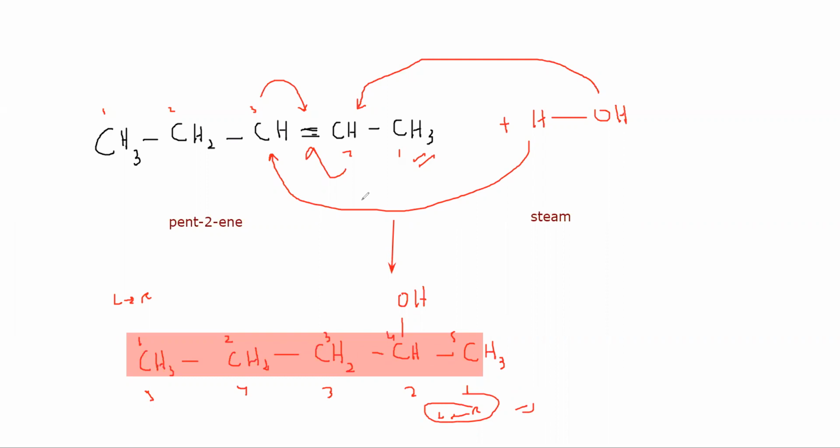Now, because there are 5 carbons, I will call that pent. They have a single bond, so I will say ane. And because the OH is on the second carbon, I will say 2-ol. So it is pentane 2-ol. Is it clear?